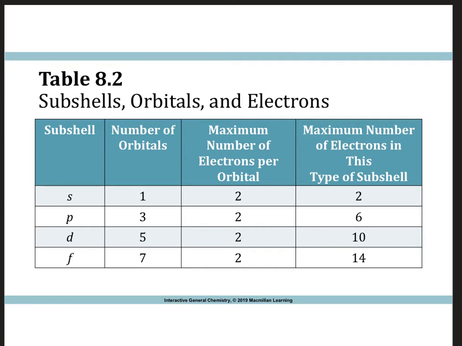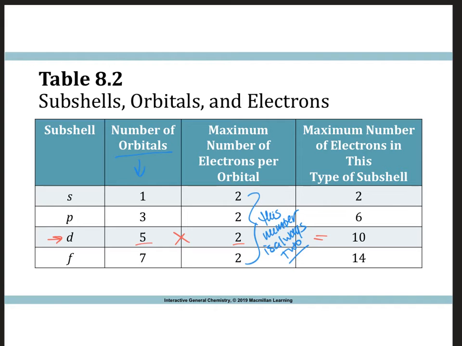We have our subshells that can hold 1, 3, 5, or 7 orbitals. Each orbital can hold, at most, 2 electrons. So if we look at the d subshell, for example, we see that it contains 5 orbitals times 2 electrons per orbital to give us a total of 10 electrons for the d subshell type. Does that still seem like an overwhelming amount of information?